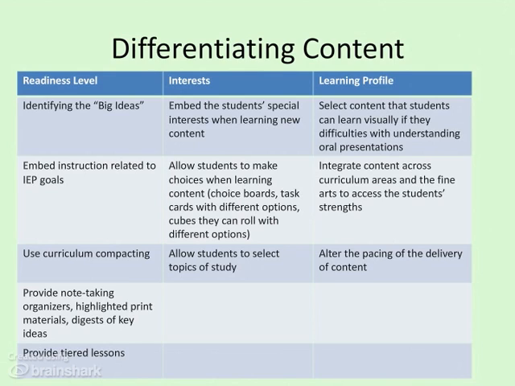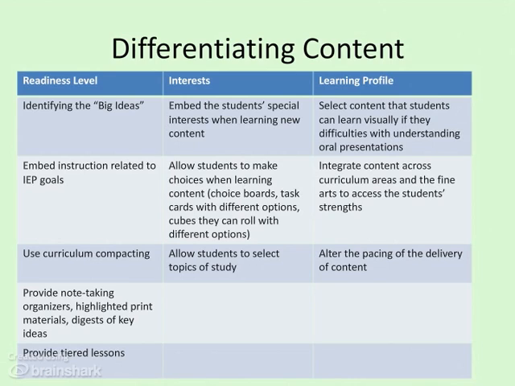It's also important to differentiate content by embedding the student's special interests when learning new content. It's important to allow students to make choices when learning new content and allow students to select topics of study. In order to differentiate content by thinking about learning profile, you can select content that students can learn visually if they have difficulties with understanding oral presentations. You can also integrate content across curriculum areas and the fine arts to access the student's strengths.